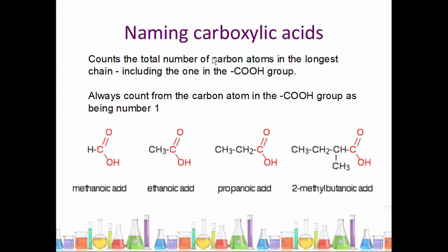So to name them, count the total number of carbon atoms in the longest chain, including the one in the COOH group. Always count from the carbon atom in the COOH group. So this carbon, the red carbon, is always number one. That becomes more important if we had a chain like the methyl here. If that was to be on this carbon, it would be 3-methyl-butanoic acid. Your numbering starts from the carboxylic acid group.